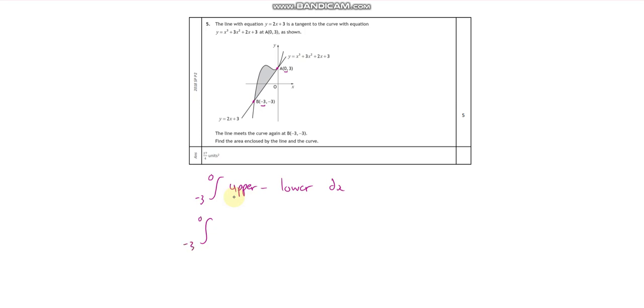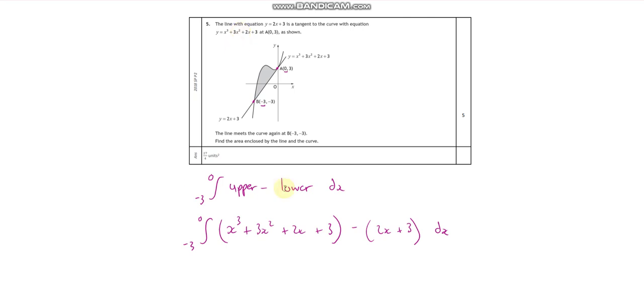Well, the upper, the higher one, is this one, isn't it? It's the polynomial shown here. So polynomial is x cubed plus 3x squared plus 2x plus 3. And from that, I'm going to take away the lower, which is 2x plus 3. And that's with respect to x.